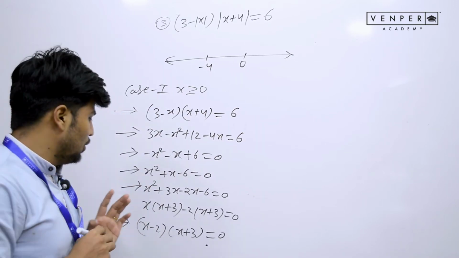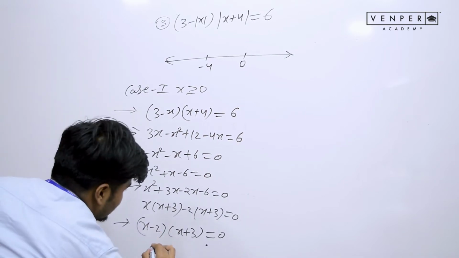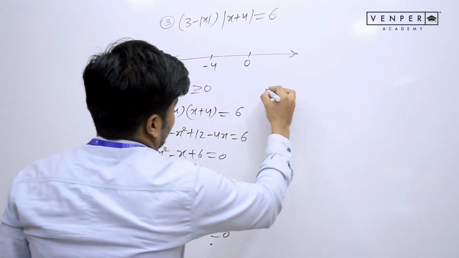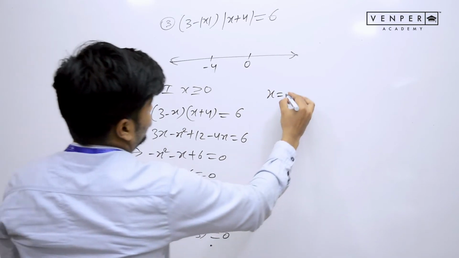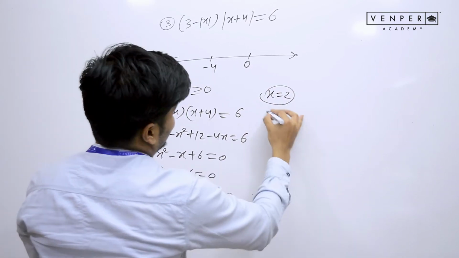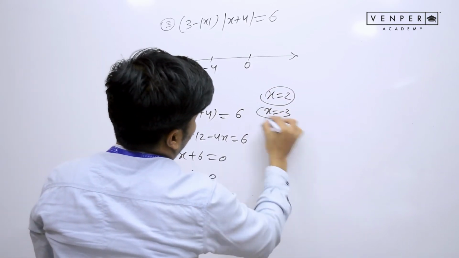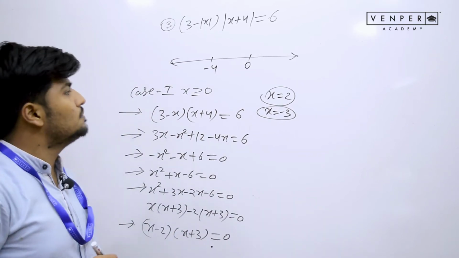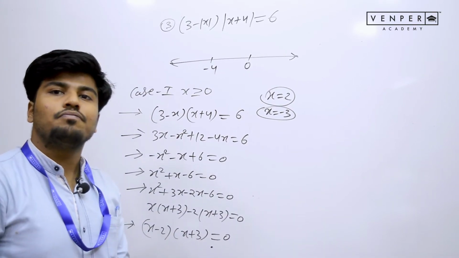Okay, that is the first thing you need to take care of. So now I am getting 2 answers. One value of x is 2 and another value of x which I am getting is minus 3. Now please tell me which value is possible and which value is not possible.